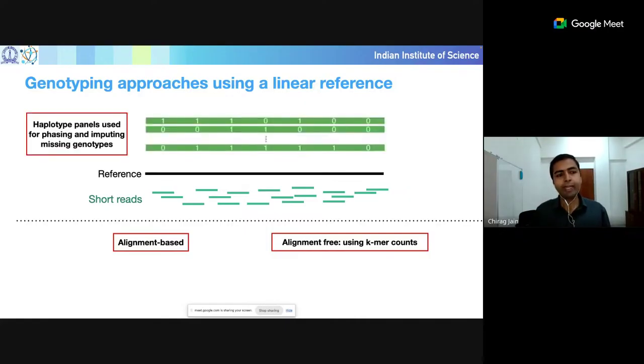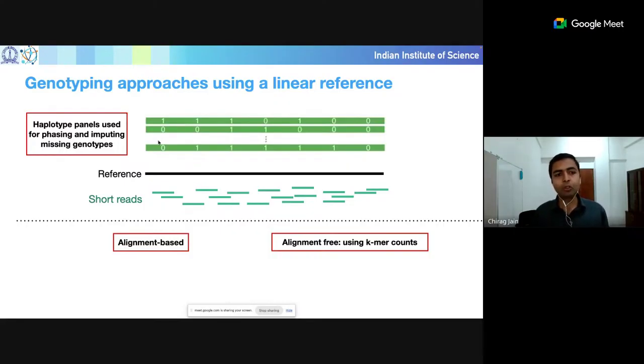In this scenario, one can also use haplotype panels. For example, if I have reference panels of a large number of individuals available already, I can use those panels for phasing as well as imputing missing genotypes. For example, if there is a specific location where I am not able to infer the genotype with confidence, then I can also consult the reference panel, and there are statistical frameworks that allow us to use these panels for phasing and imputation.